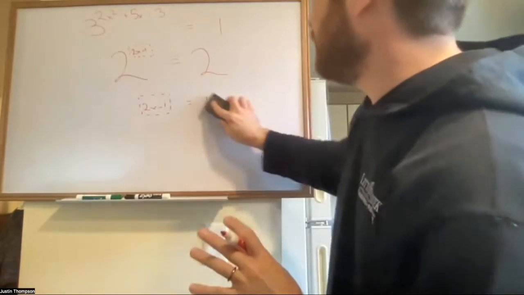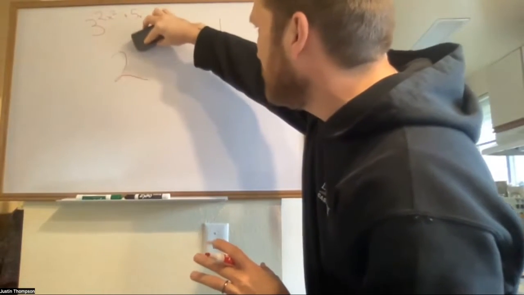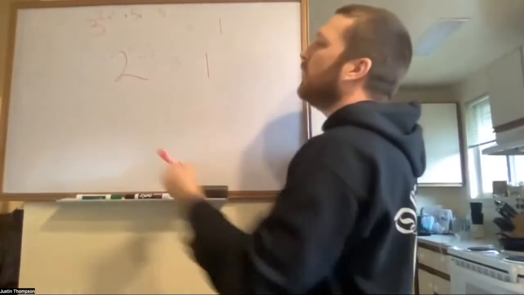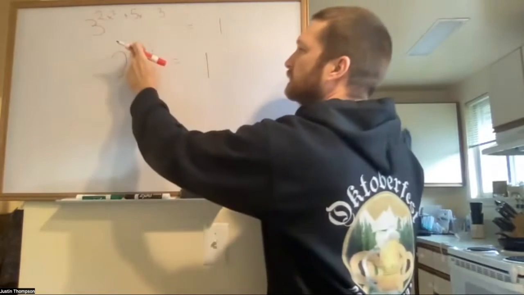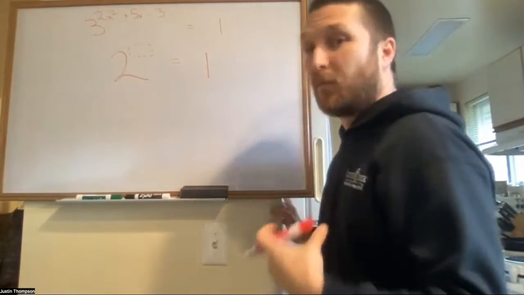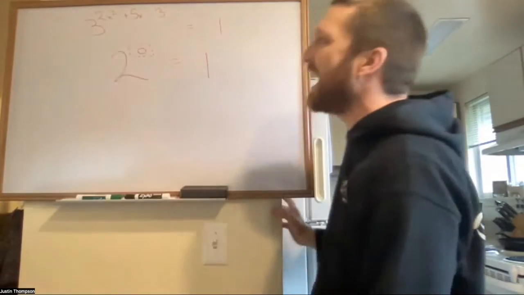Now, I think I did something like this also last time. I said you have 2 to some power equals 1. What must that power be? 2 to what value equals 1? Yeah, 0. That's the only way to make that work.